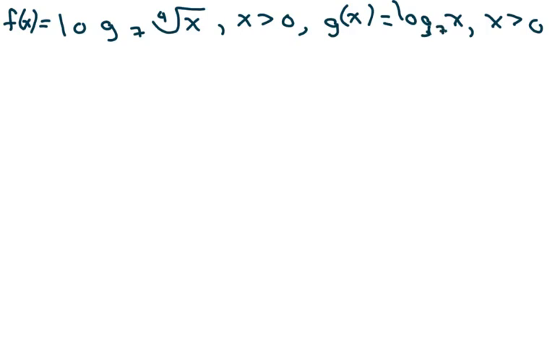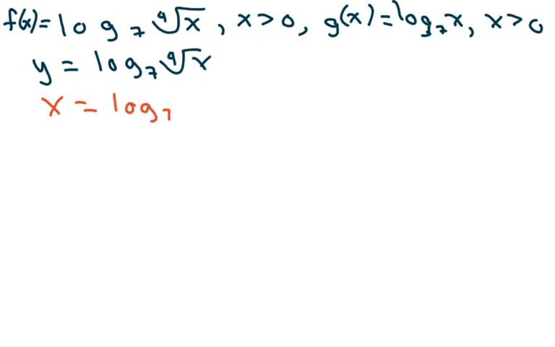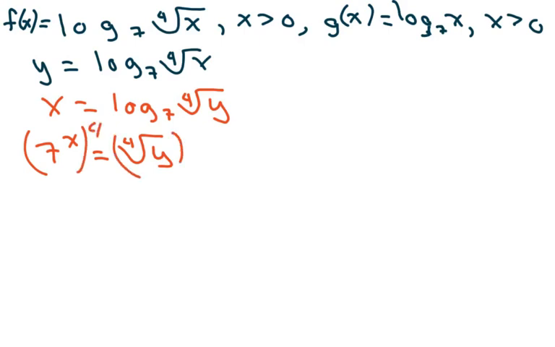Okay, so we're doing the same thing. We're going to find the inverse, so we switch this to y. Switch the x and the y. Write this as an exponent. Power it up by 4 to solve for y. So you get 7^x raised to the 4th power is y. And our range is y must be positive.